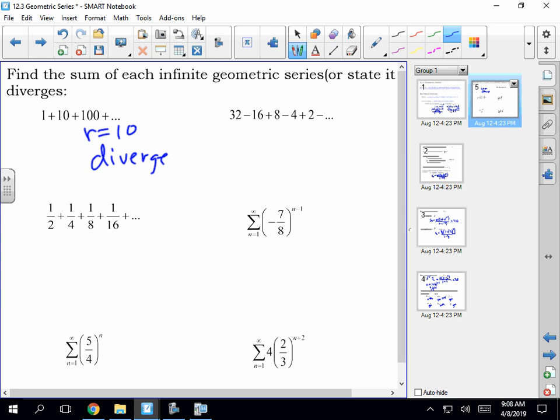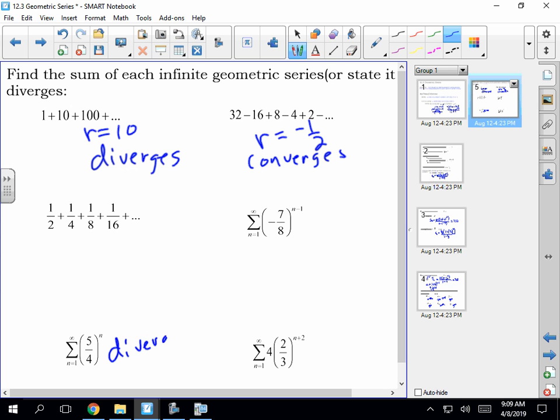You don't have to find the sum. You can't. What's the r in this one? -1/2, okay. So that one's going to converge, so we can go ahead and find it. We'll come back to that and find the sum in just a minute. Let's find the others that diverge. I think there's one other that diverges. What's the other one that diverges? Yeah, this one diverges.